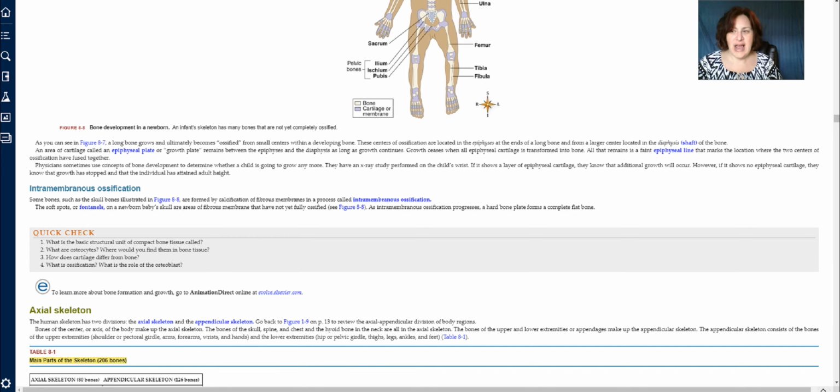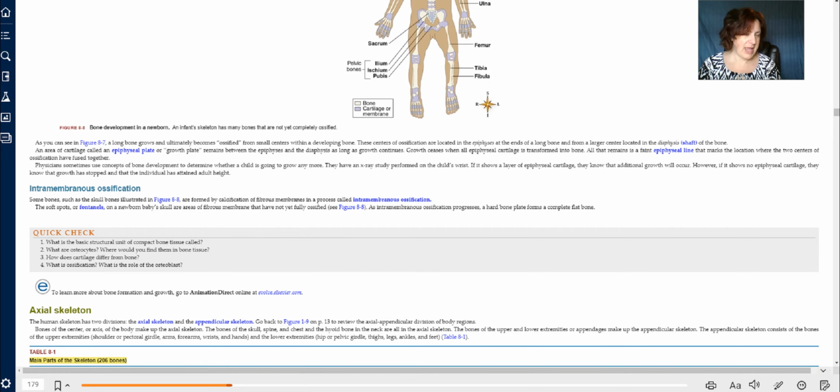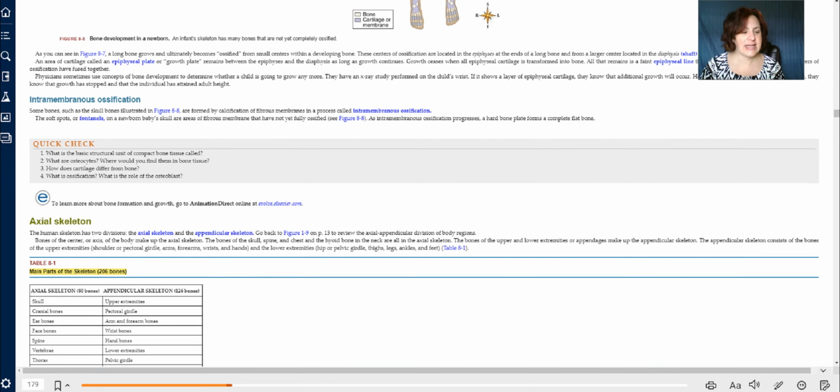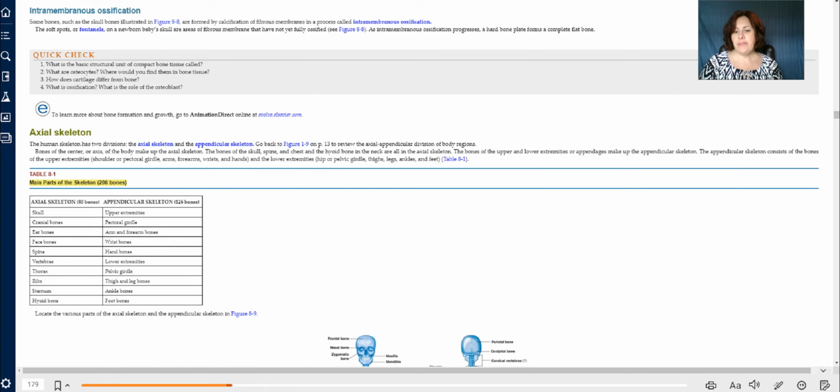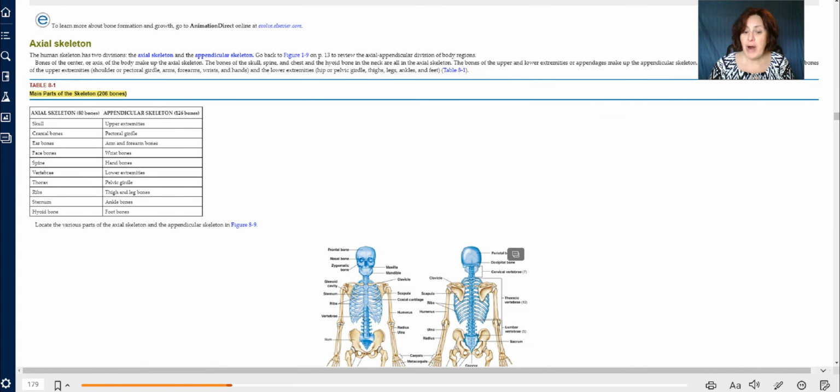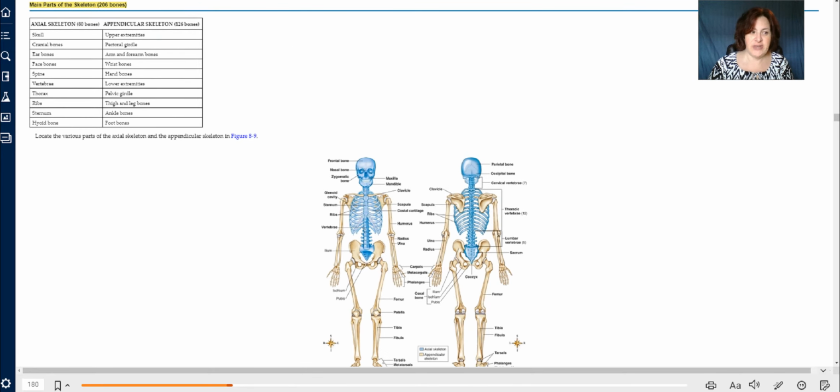We are continuing on in your anatomy chapter in the skeletal system, page 179, axial skeleton. All right, we separate the bones into two sections, the axial and the appendicular skeletons. This chart here talks about which bones are part of which, but I like the visual.